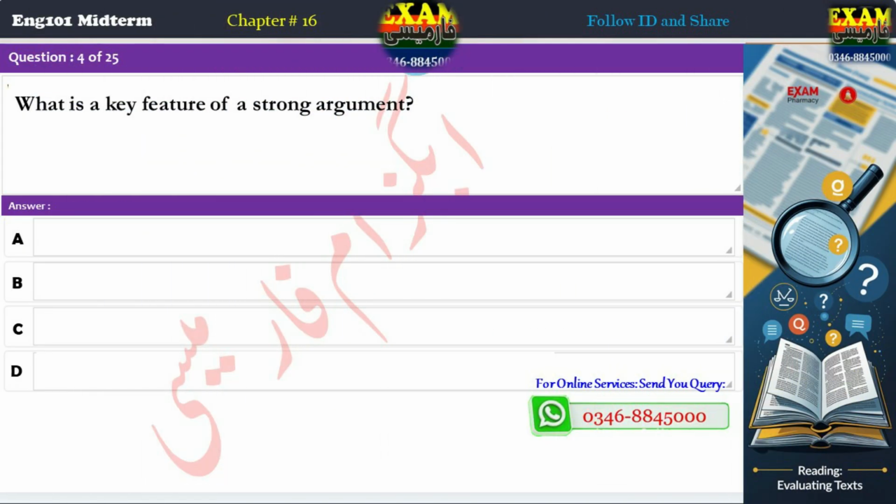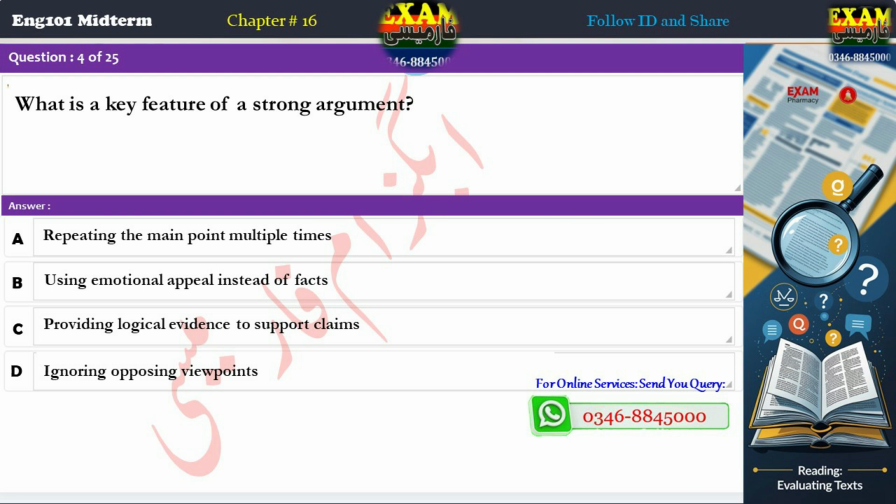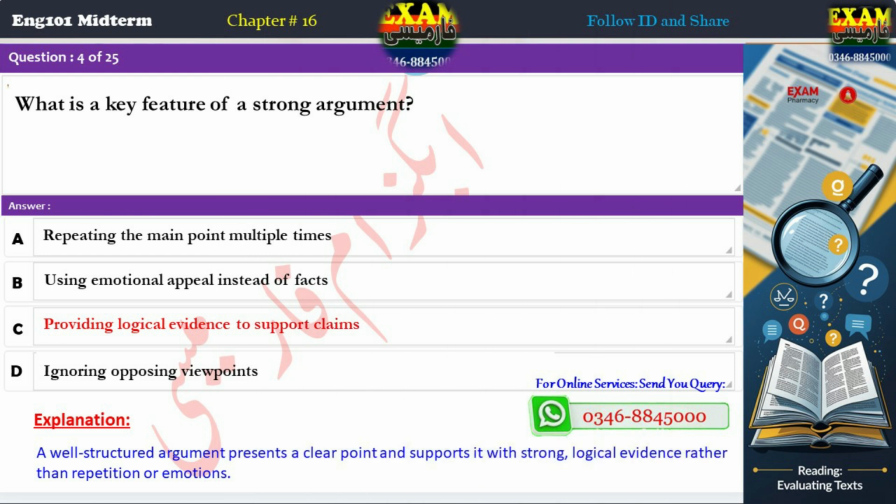Question 4. What is a key feature of a strong argument? A. Repeating the main point multiple times. B. Using emotional appeal instead of facts. C. Providing logical evidence to support claims. D. Ignoring opposing viewpoints. Correct answer: C. Providing logical evidence to support claims. Explanation: A well-structured argument presents a clear point and supports it with strong logical evidence rather than repetition or emotions.